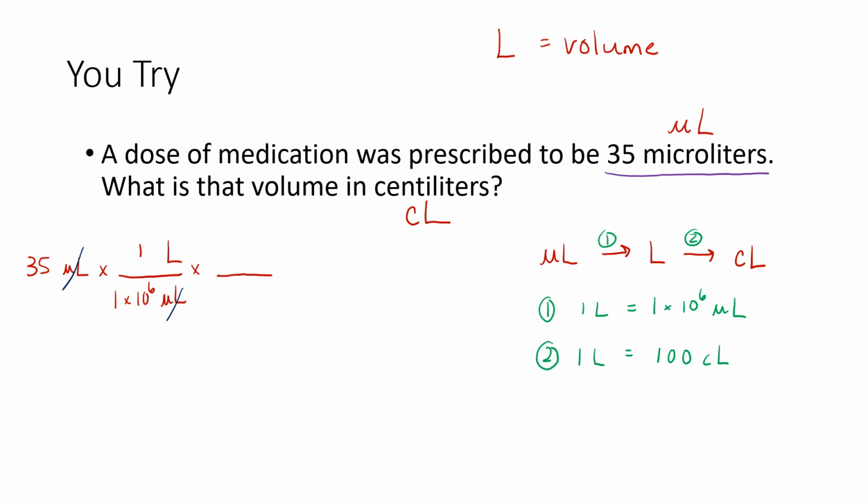Next, we'll use our second unit conversion, this time putting liters in the denominator and centiliters in the numerator. There's 100 centiliters in 1 liter. Liters are going to cancel because they're in the numerator and the denominator, and our answer will be in centiliters. And our final answer here, when we multiply 35 times 100 and then divide by 1 times 10 to the 6th, is 3.5 times 10 to the negative 3rd centiliters.